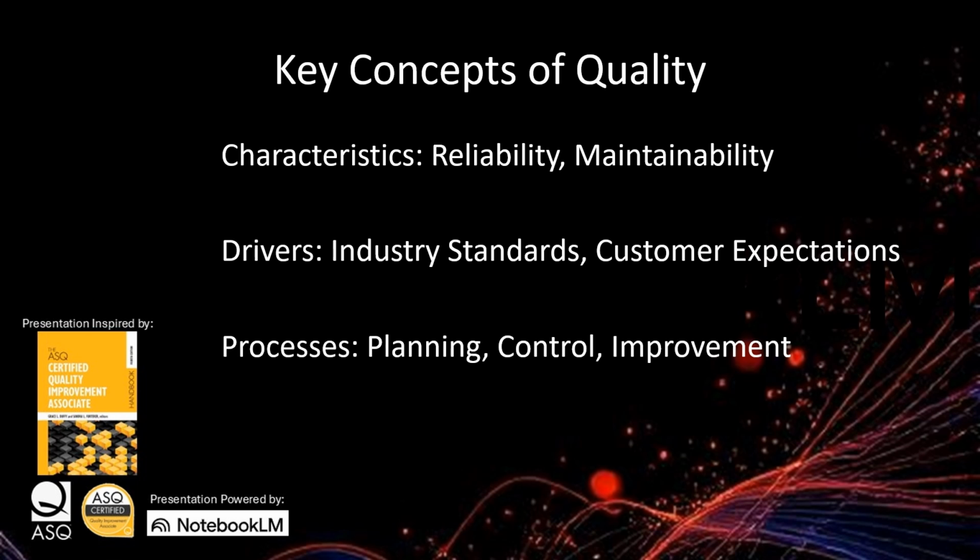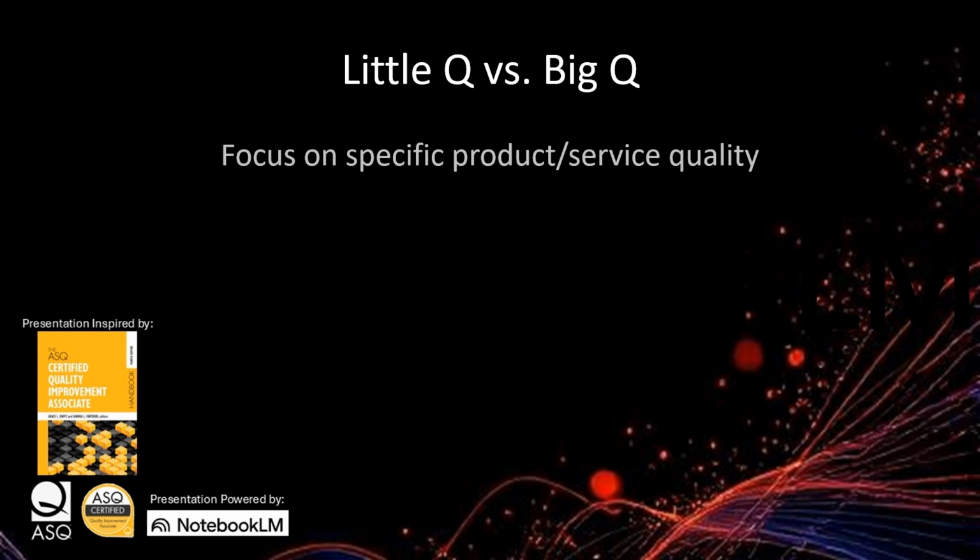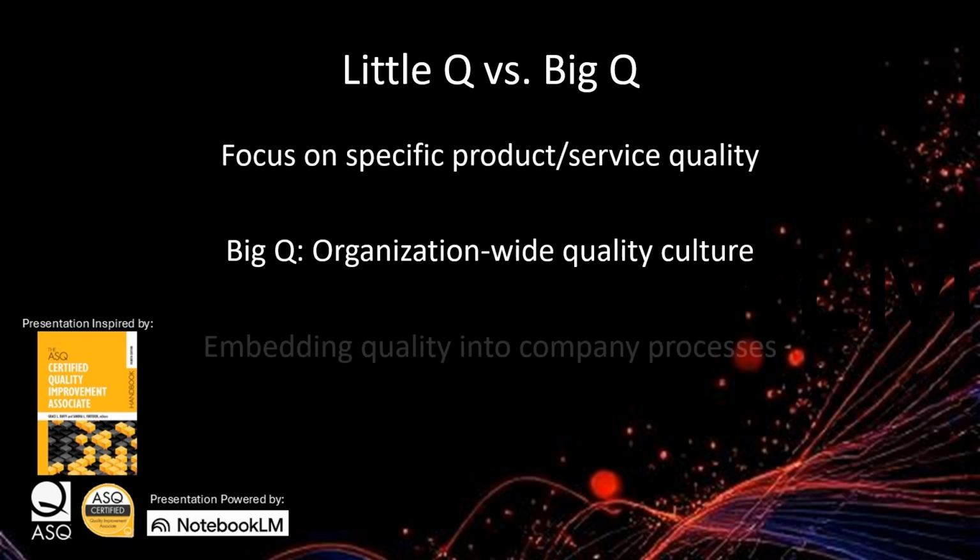Yeah. And this brings us to that little q versus big Q distinction the handbook mentions. Ah, yes, the two sides of the quality coin. I'm ready to flip that coin. What's the difference between little q and big Q? Think of it this way. Little q is all about the immediate, the tangible aspects of quality. It's ensuring a specific product or service meets a defined standard. Okay, so it's focused on the product or service itself. Precisely. Big Q, on the other hand, takes a broader view. It's about fostering a culture of quality that permeates the entire organization. So it's about embedding quality into the very DNA of the company.